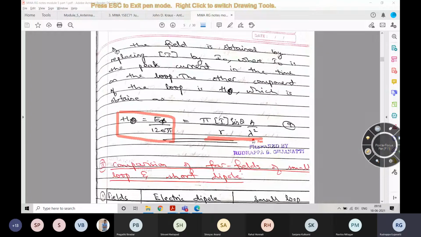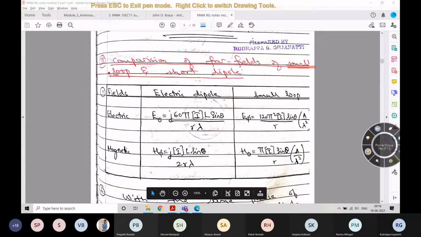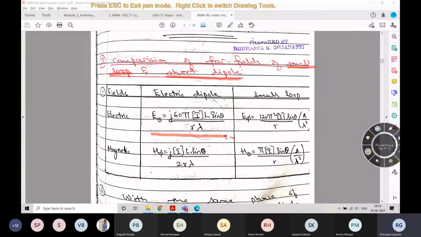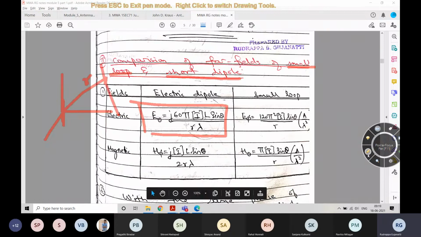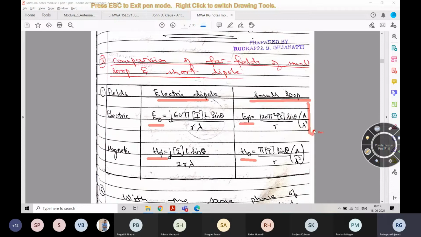Then we observed the comparison of the fields of the small loop with the short electric dipole, that is the Hertzian dipole. These equations are referred from the previous sessions. If you remember, for the dipole, we had placed the dipole along the Z axis, and at a distance r, we were measuring the field. With respect to this, we obtain E theta and H phi components in the electric dipole. For the small loop, we obtain E phi and H theta components. These are again related to far field parameters.